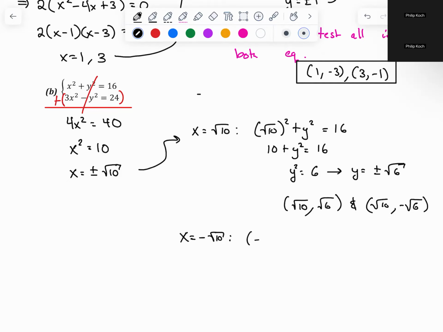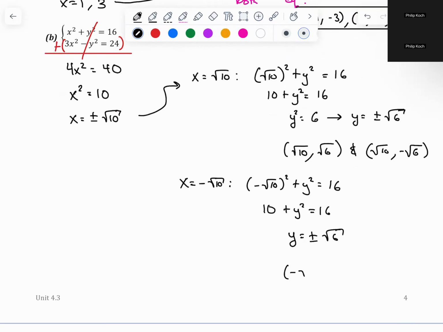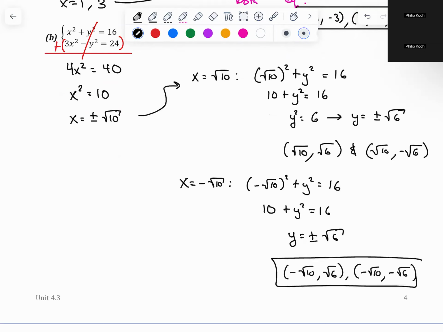And we'll get negative the quantity square root 10 squared plus y squared is equal to 16. But negative square root 10 quantity squared is just positive 10 because it takes any negative number and makes it positive. So you get 10 plus y squared is equal to 16. And by the same argument, y will equal plus or minus square root 6. So we have negative square root 10, positive square root 6, and negative square root 10, negative square root 6. Those are our answers.